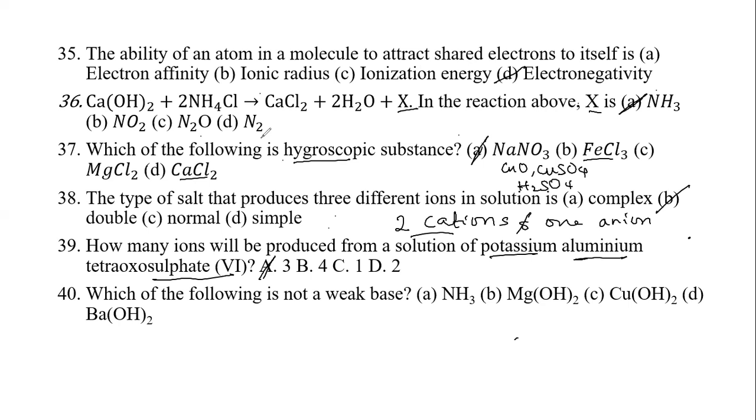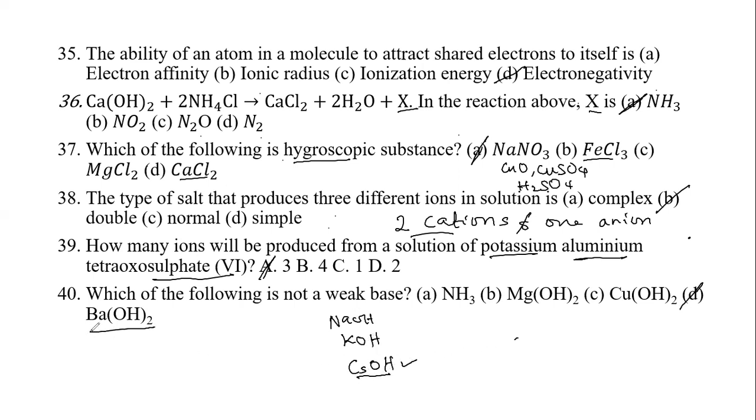So magnesium hydroxide is going to be a weaker base than ammonia and even than copper hydroxide. So barium hydroxide is actually the answer. When you look at metal hydroxides, the basicity increases down the group. Now, for instance, I have sodium hydroxide, potassium hydroxide, cesium hydroxide. Now, the cesium hydroxide, which is lower in the group, will be a better base.